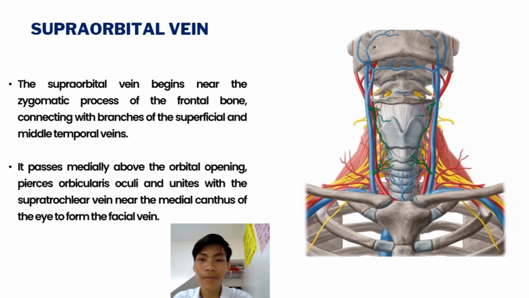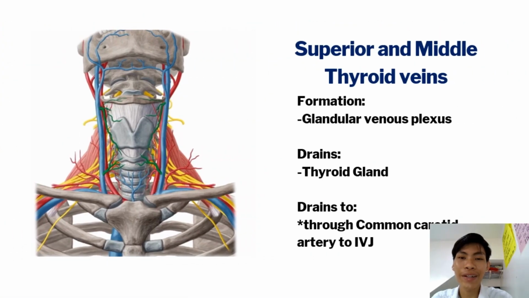As we can see here, the final tributaries of the internal jugular vein are the superior and middle thyroid veins. These veins originate from a glandular venous plexus. They drain regions of the thyroid gland, and the superior and middle thyroid veins, accompanied by their arterial counterparts, course anterior to the common carotid artery to drain into the internal jugular vein.